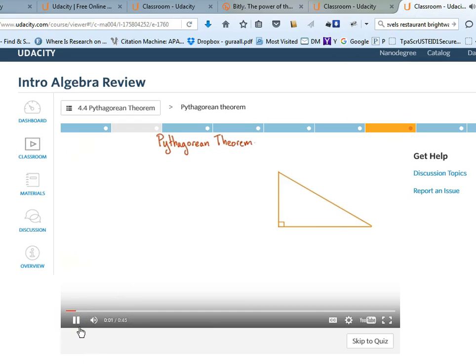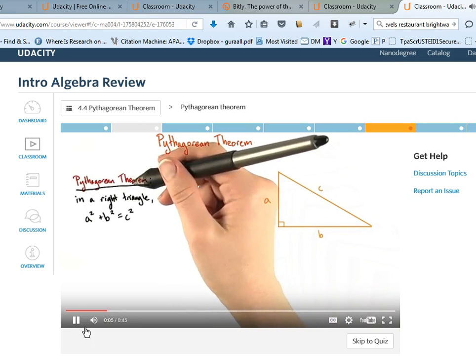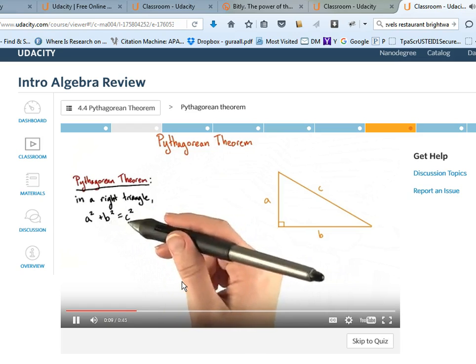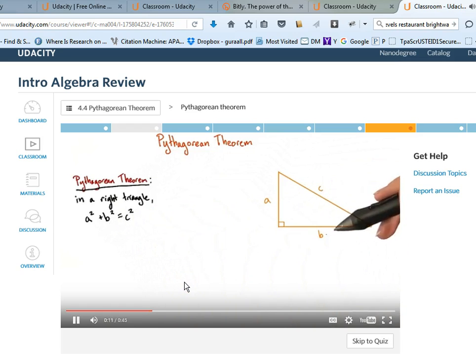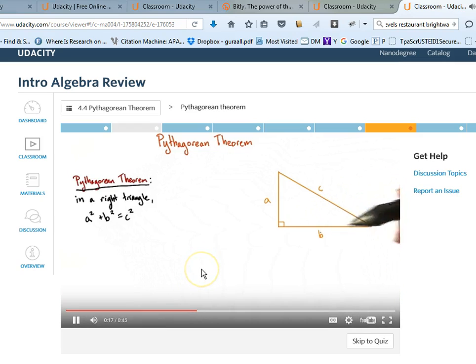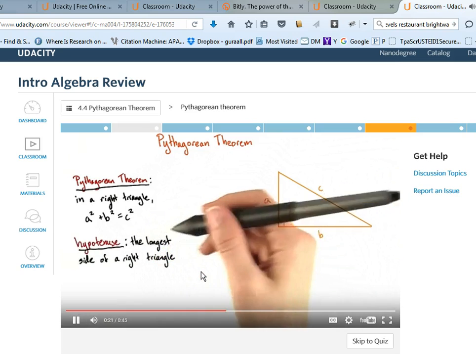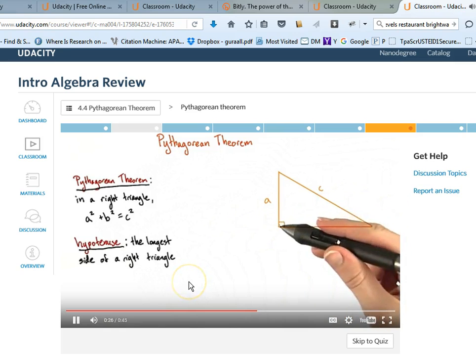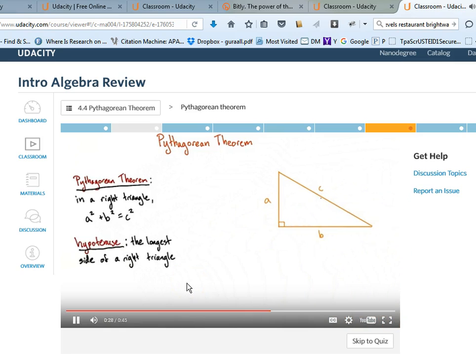A theorem is a statement in math that has been proven always correct. The Pythagorean theorem states that in a right triangle, a squared plus b squared equals c squared, where a and b are the lengths of the legs of the right triangle. The legs are the 2 sides that make up the 90-degree angle, and c is the hypotenuse. The hypotenuse is the longest side of a right triangle. It's also always opposite the right angle.